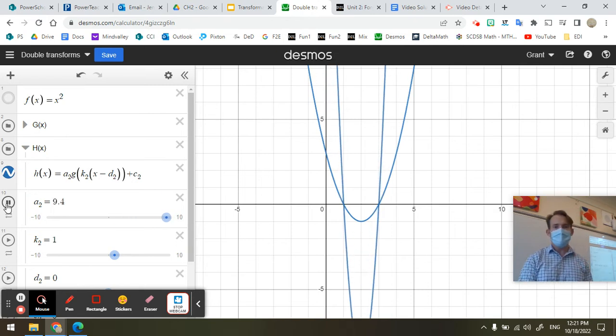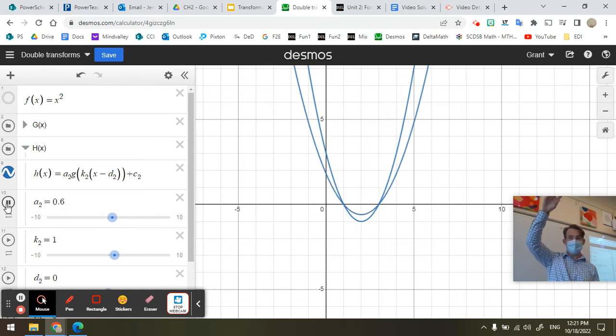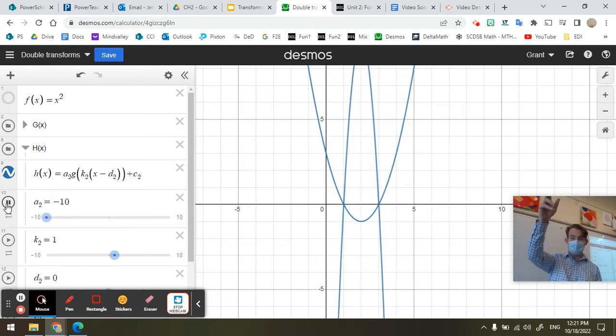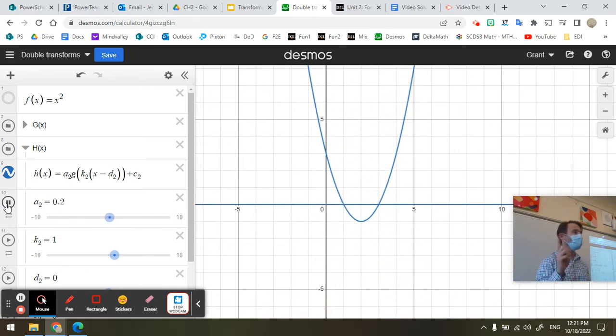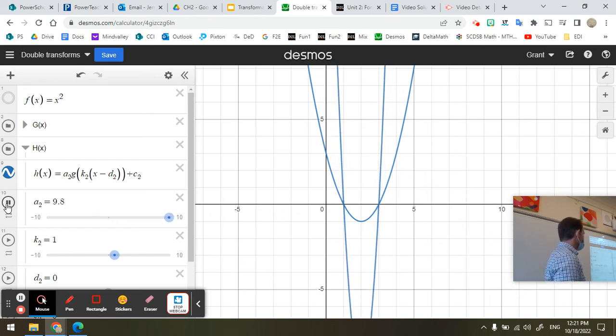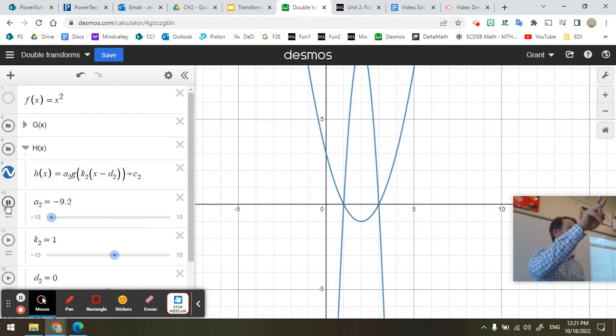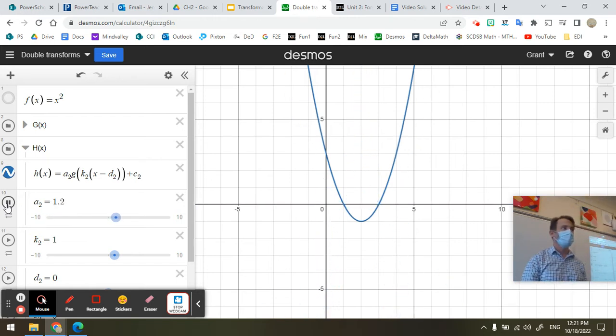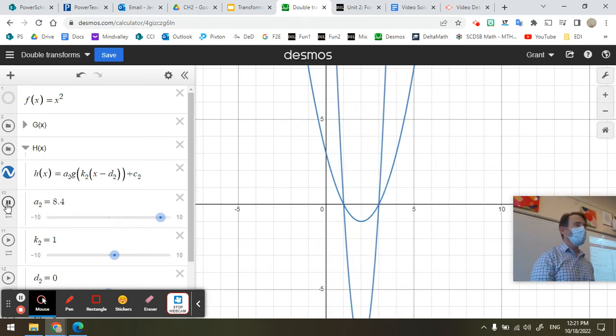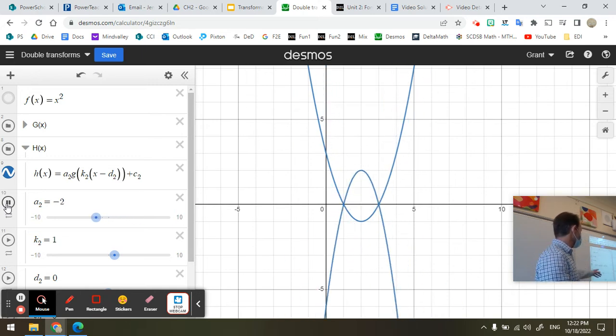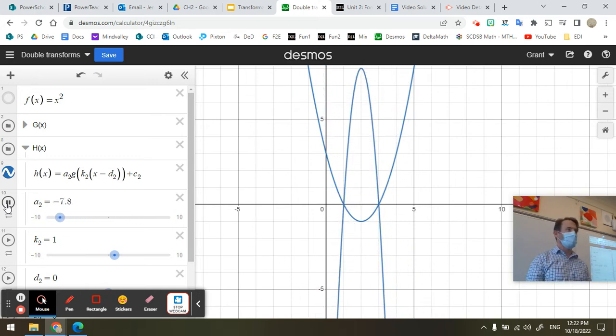Okay, so there, as a gets bigger, we get a bigger vertical stretch. As a gets negative, we get the other vertical stretch. But notice that the vertex is moving now. Notice that all the points are moving except for two. We have two invariant points. What are they? The x-intercepts. The x-intercepts are not moving. Why are the x-intercepts not moving when a is changing?